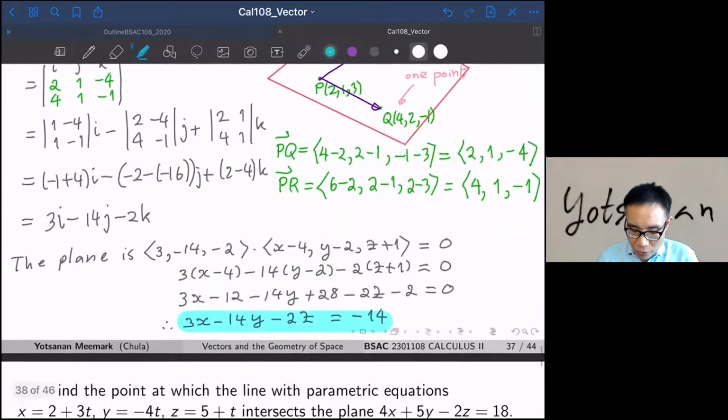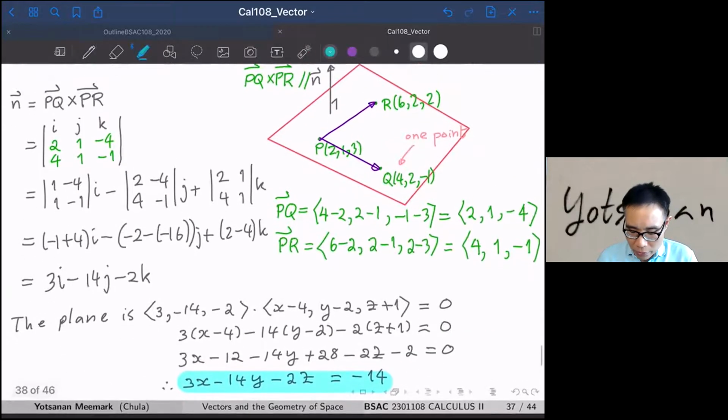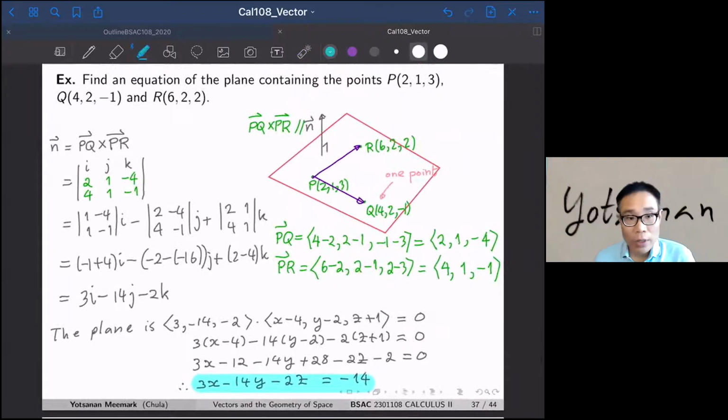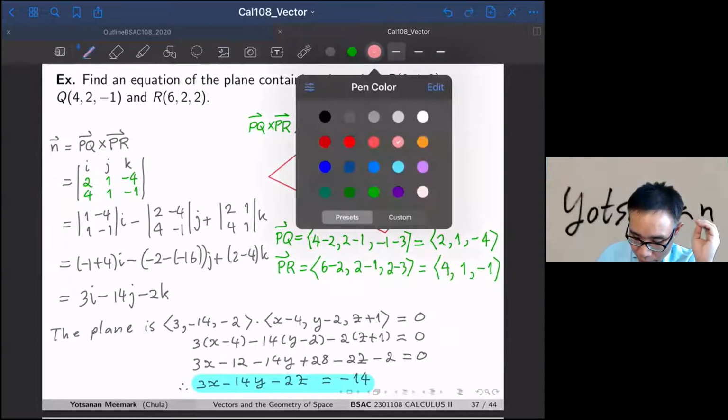Okay, so let me conclude the step that we have here. When we have 3 points, we'll be able to find an equation of the plane passing through these 3 points by first finding vectors PQ and PR. So this one will be your first step.